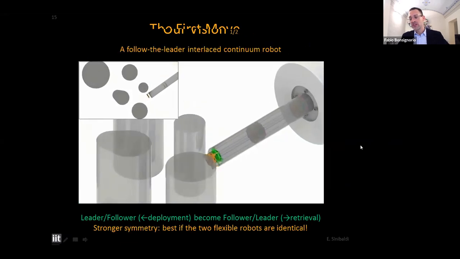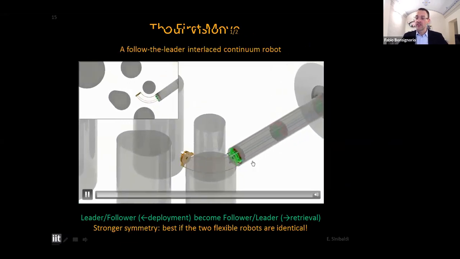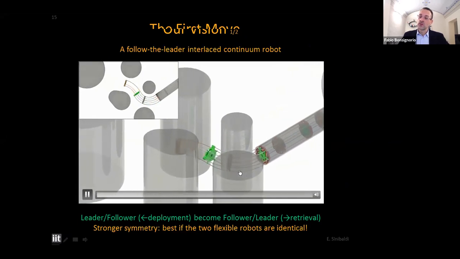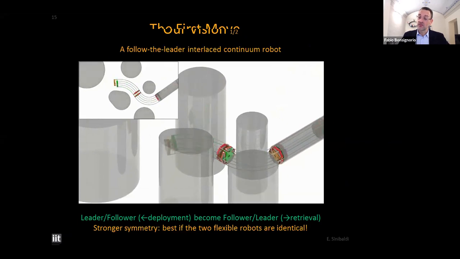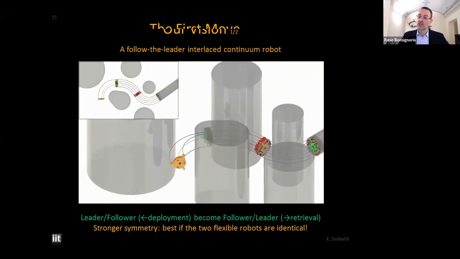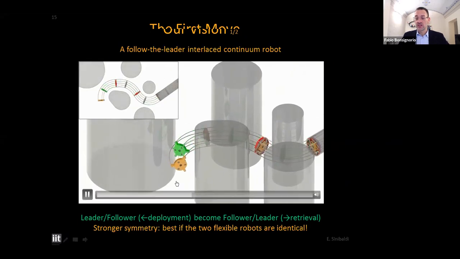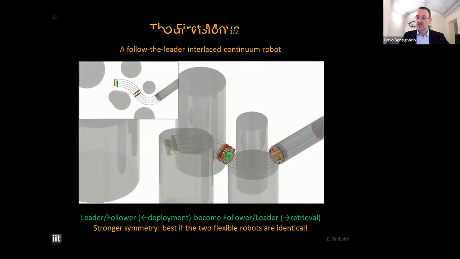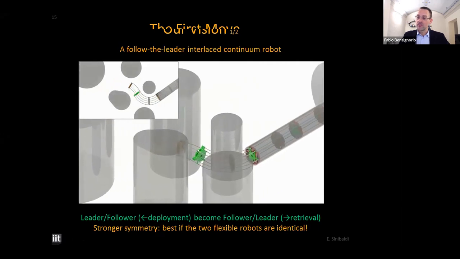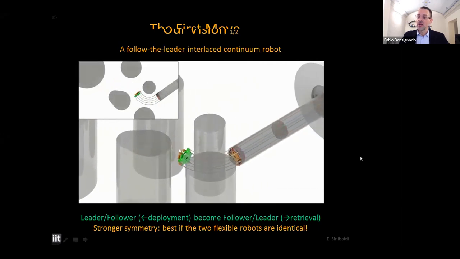So we have this vision of a couple of flexible tools, one sliding along the other. The fixed tool is stiff, the moving tool is floppy, and they alternately stiffen and get floppy, so that basically one supports the deployment of the other. You can see there's a leader and a follower, however, whenever you retract, as you can see here, they switch roles. So basically there is no leader and no follower. Each tool should behave like a leader and a follower. And this puts the degree of symmetry at a higher level.